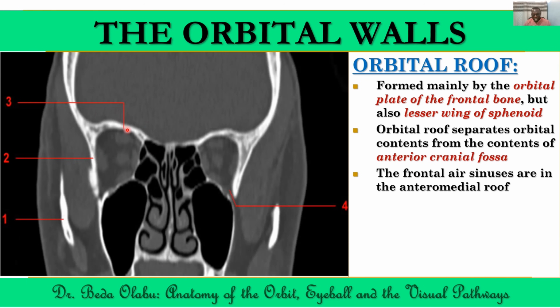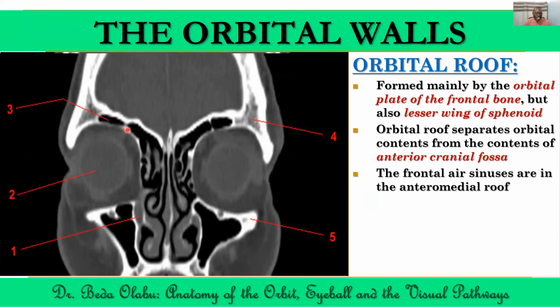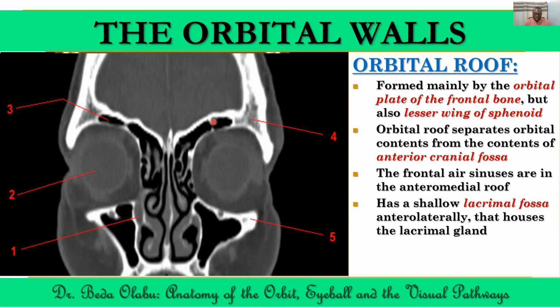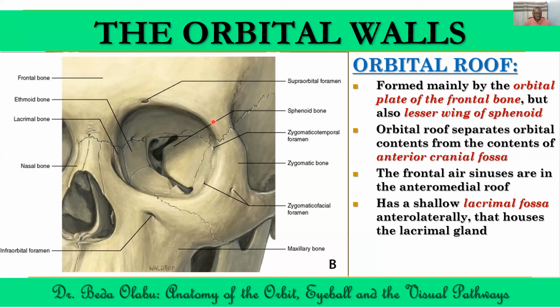A bit anterior, the roof of the orbit is interrupted with the frontal air sinuses. These are the frontal air sinuses. They are anterior and slightly medial. So the roof has paranasal sinuses. Again, coming a bit anterior, and this time laterally, the roof is grooved by the lacrimal gland, and that groove is what we call the lacrimal fossa, found somewhere around there. So this is the location of the lacrimal fossa, the impression of the lacrimal gland.